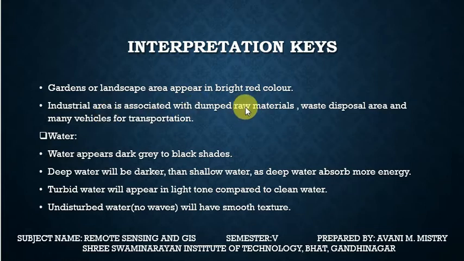Industrial area is associated with dumped raw material, waste disposal area and many vehicles for transportation. Water appears dark gray to black shades. Deep water will be darker than shallow water, as deep water absorbs more energy. Turbid water will appear in light tone compared to clean water.